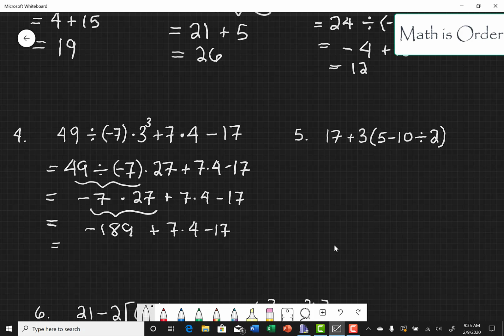And next, -189 plus 28. Just taking our time, not being so fast, because that's where we can easily make a mistake. Carry out the -189 plus 28 is going to give us a -161.